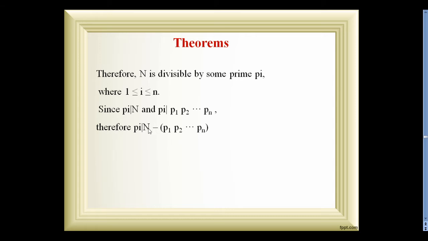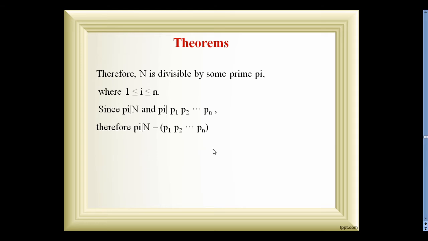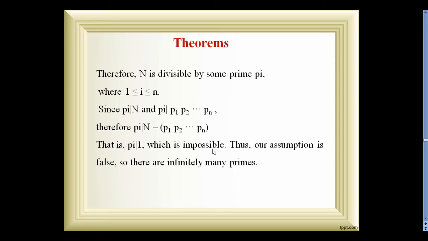So actually what is this? N equals P1, P2, up to Pn plus 1. Substituting, I can write Pi divides N minus P1, P2, up to Pn, which is nothing but 1, which is impossible. Any prime number dividing 1 is impossible. It cannot be done. So our assumption, that we have taken a finite number of primes, is false. So there are infinitely many primes.